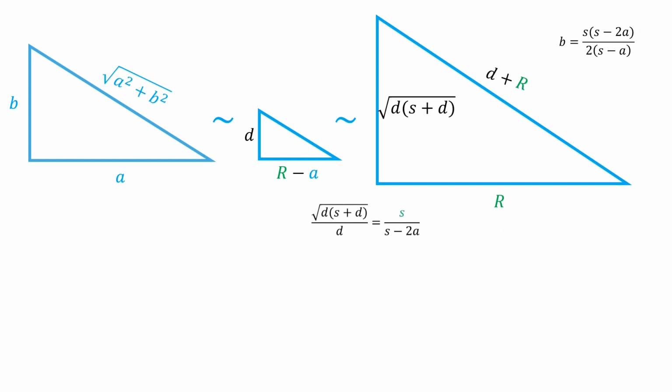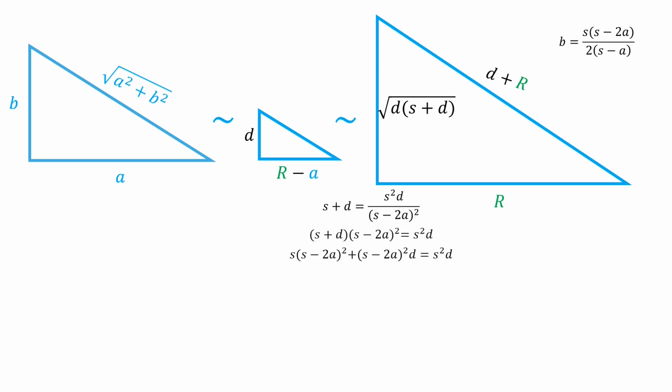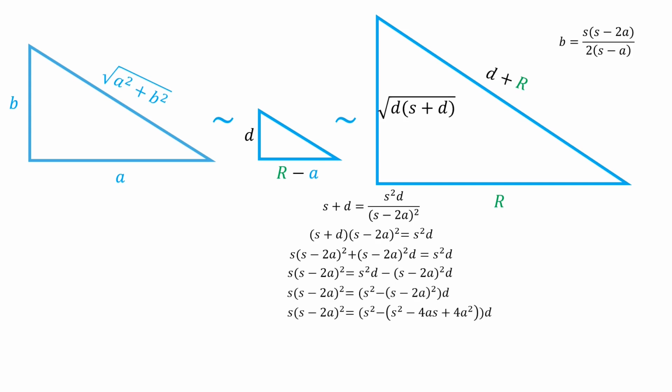We cross multiply, and then square, and cancel this d. We cross multiply again, and distribute that s plus d, and move the d terms together to combine them. Factor the d, distribute the second term, the s squareds cancel, and isolate the d.